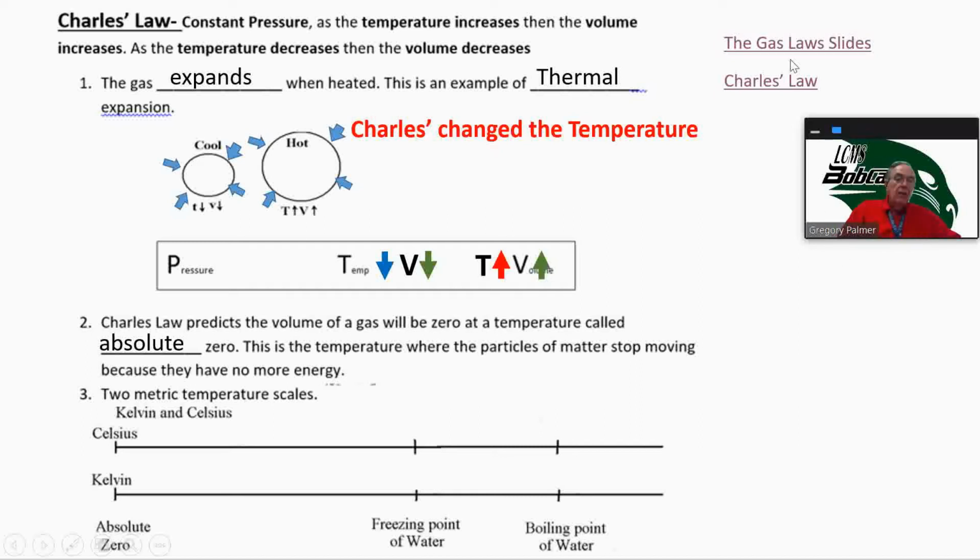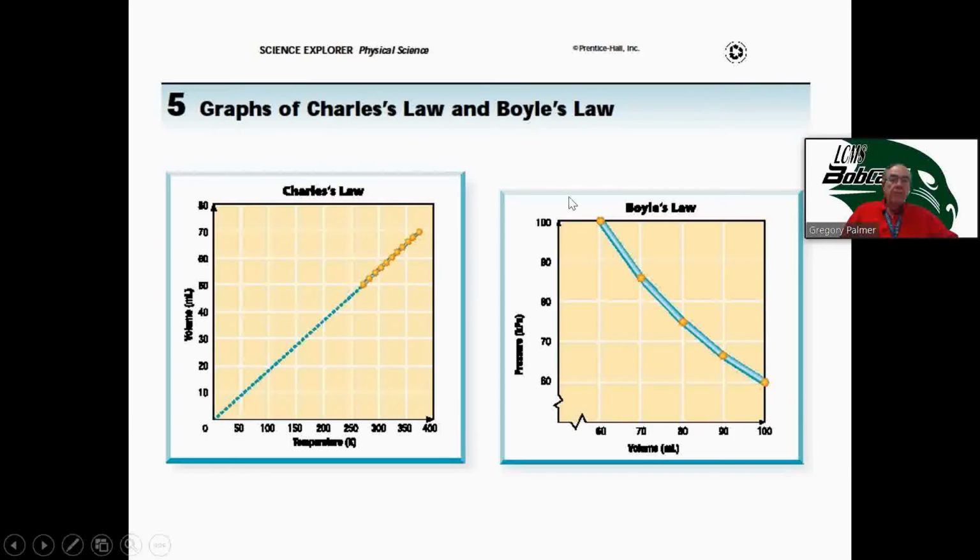So I'm going to take a look at these slides, and we'll think about some of this in a different way. And here's a graph of Boyle's law, and it shows here where the pressure is really high, so it's at 100, the volume is small, it's at 60. When the pressure is lowered and the pressure is 60, the volume is high and it's 100.